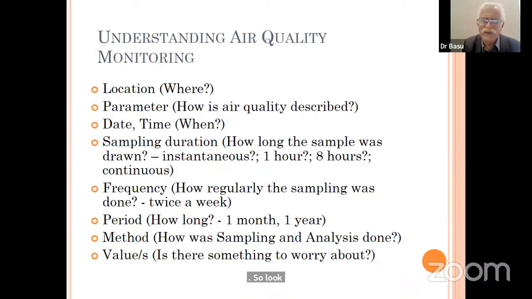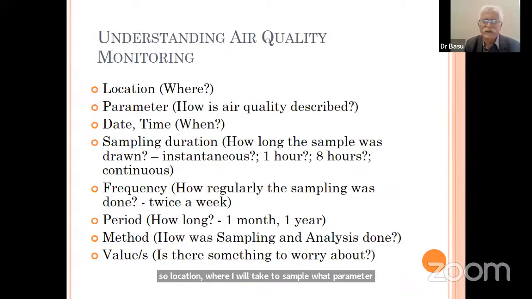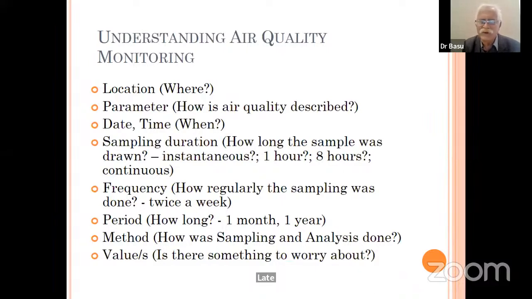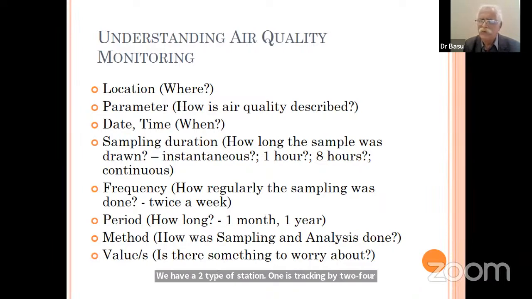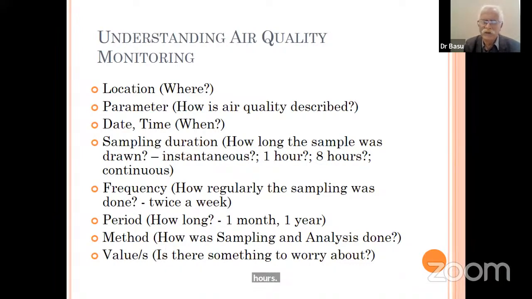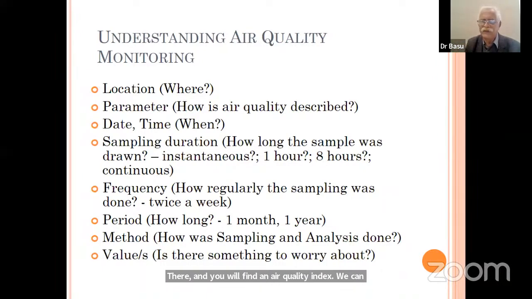So the location where I will take the sample, what parameter I should measure, date, time, sampling location, the duration. One hour we'll take the sample, eight hours we'll take the sample, or continuous. In Delhi, we have two types of stations. One takes a 24-hour sample, and one takes 1 hour and 8 hours also. That is continuous. We have a continuous real-time measurement system in Delhi. And you will find the air quality index, which we tell, and this is the average character of Delhi, AQI.